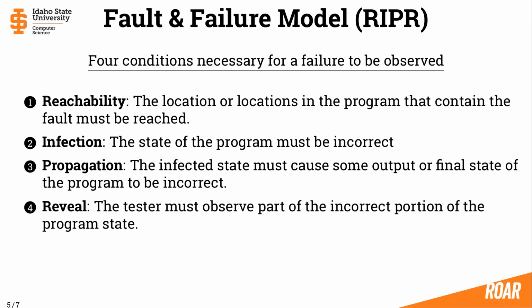Think about this. We're talking about failure. It's external and observable behavior. So if we can't actually get any output to where we can observe this failure, then we actually may not have a failure. Finally, 4, revealability. The tester must observe part of the incorrect portion of the program state. This is a later aspect, when we're actually thinking about how we're using this.